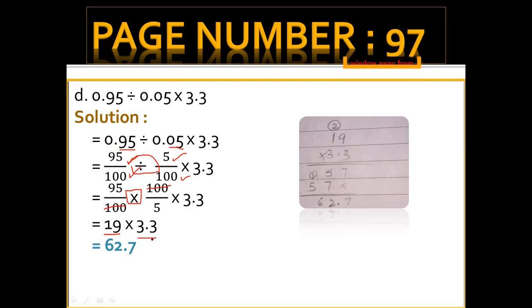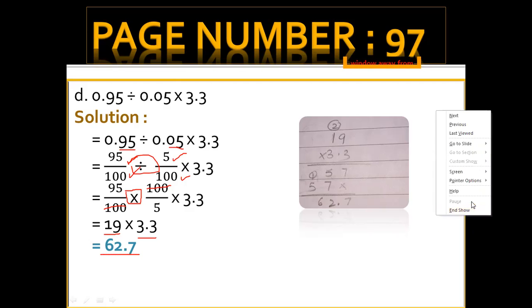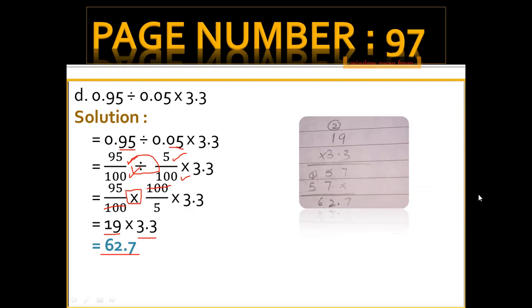Now is the turn of the multiplication. 19 multiply 3.3, 62.7 is our required answer. I have done the multiplication for you in the rough work.